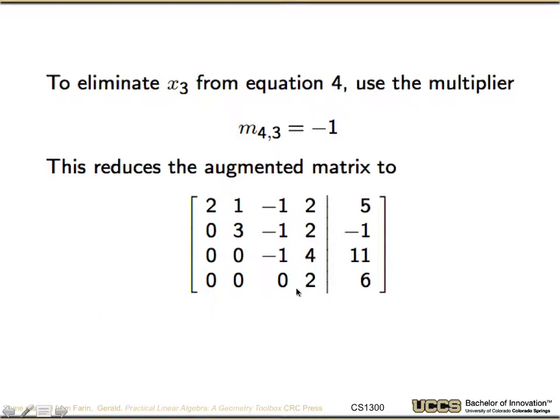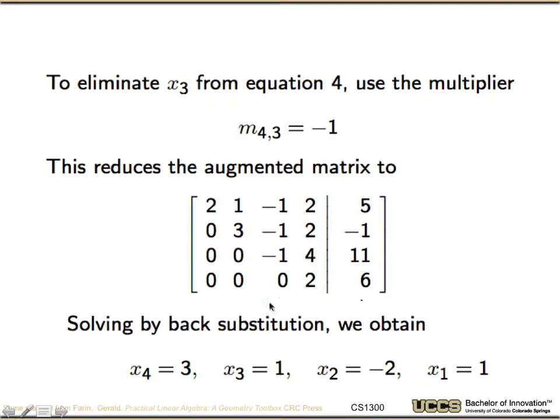To get rid of the last item down here, I'm just going to use minus 1. And solving that by back substitution, I can then solve for my entire solution. So 6 divided by 2, take the 3, stick it in here, work your way back up the matrix, and you get this as your final solution.